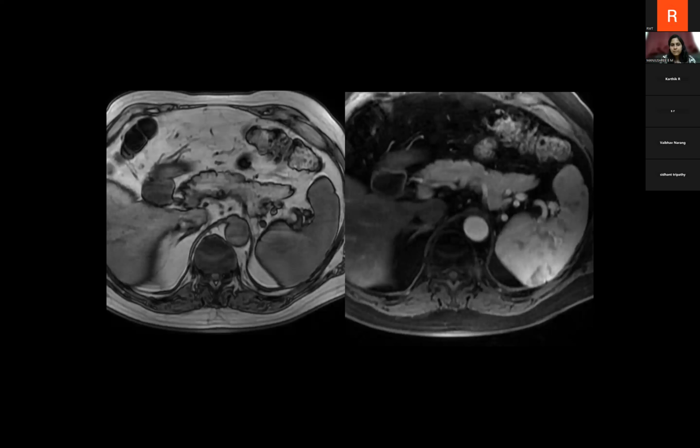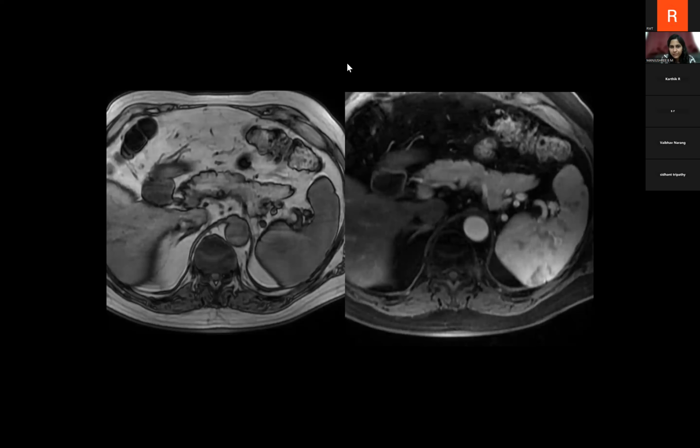Time starts. Time's up. Surasini has answered it first. It is bifid tail of pancreas.